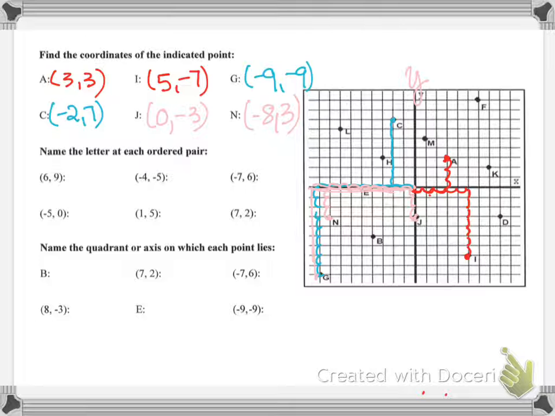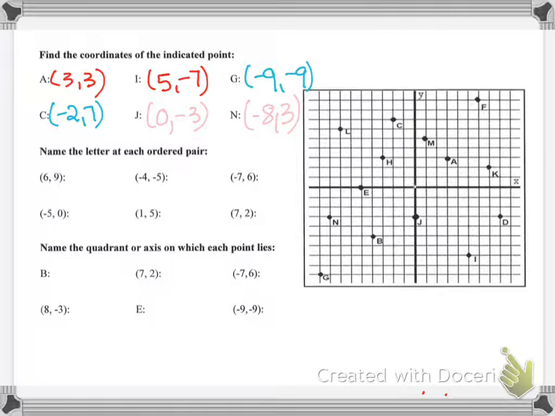Now it's asking us to name the letter at each ordered pair. So let me erase what we have here, and let's look at the letter of the ordered pair. So we're looking at 6, 9. Hopefully you can see that if the ordered pair is 6, 9, we're going to be over here in quadrant 1 because it's a positive, positive.